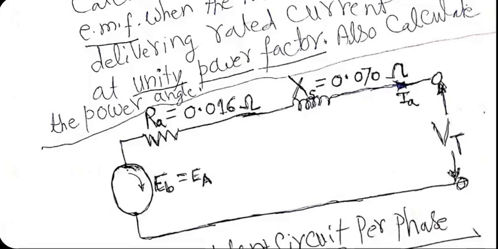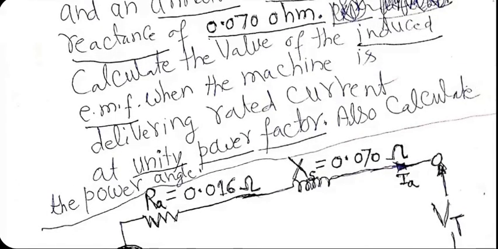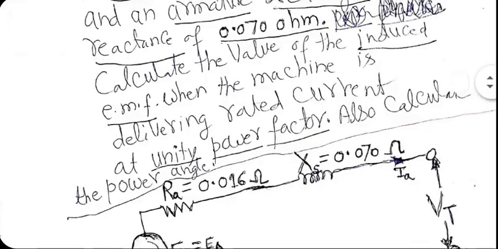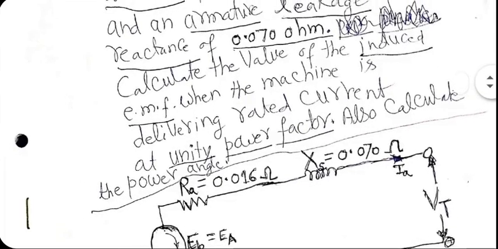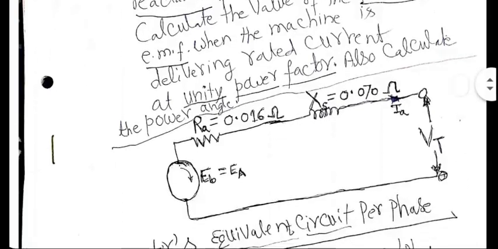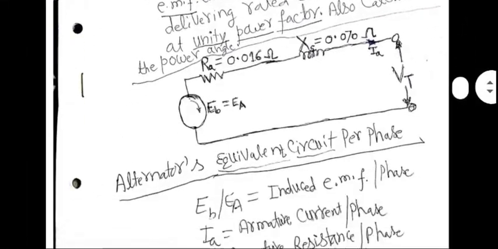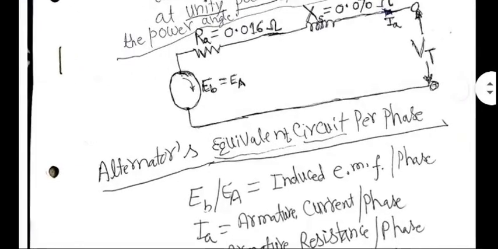You are not given any armature reaction, so we will assume that the synchronous reactance is equal to the reactance of the winding itself. Armature reaction's effect is not there. XS is simply XA, 0.07. Once you have drawn the equivalent circuit correctly, the rest is all calculation.